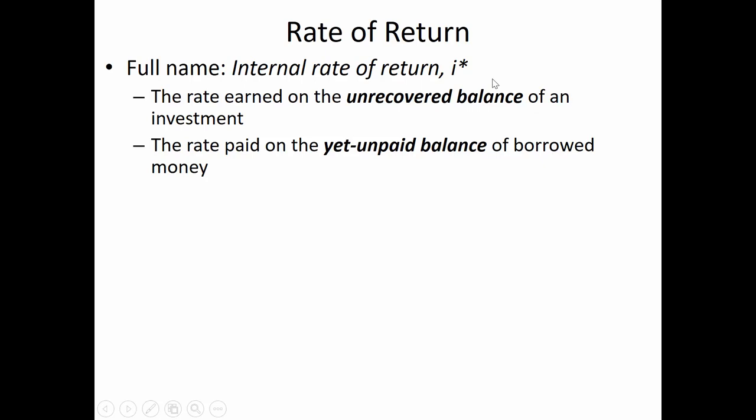You remember that we did an in-class exercise, I think it was our last class period on Thursday of last week, where we did the unrecovered investment balance. And that unrecovered investment balance was another way of looking at the balance between the inflows and the outflows, because at the end of that illustration that we did in class, the loan balance was down to zero because we had solved for what is the repayment amount that in a certain number of years will make it in balance. So internal rate of return, one way of thinking about it is it's the rate that's earned on the unrecovered balance of an investment that eventually is going to go into equilibrium. The book says another way of thinking of it is it's the rate paid on the yet unpaid balance of borrowed money.